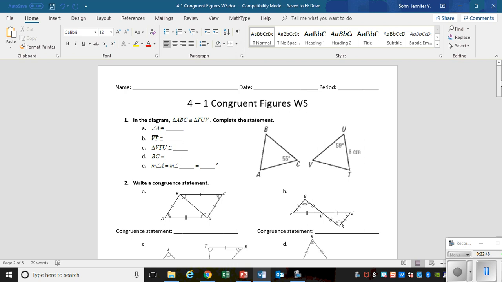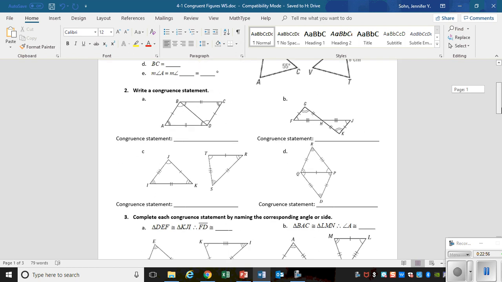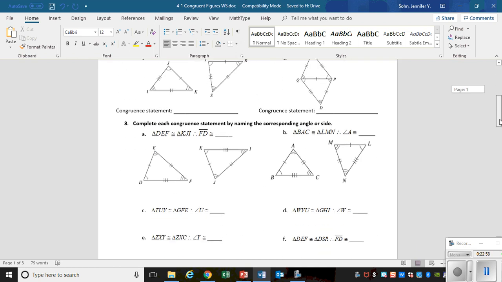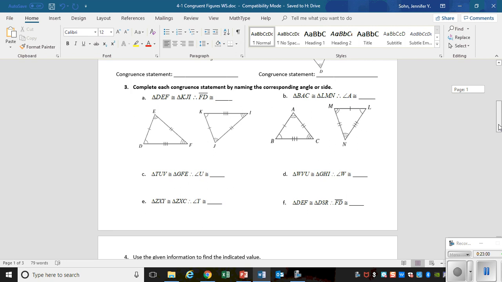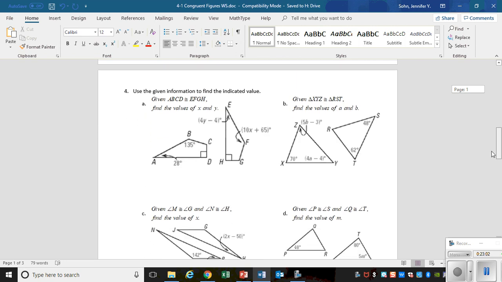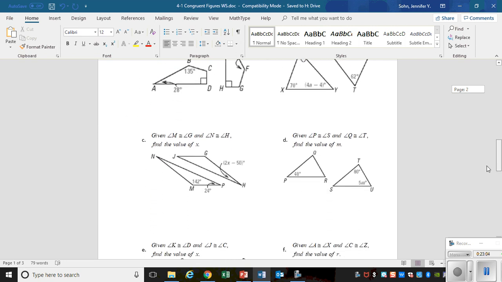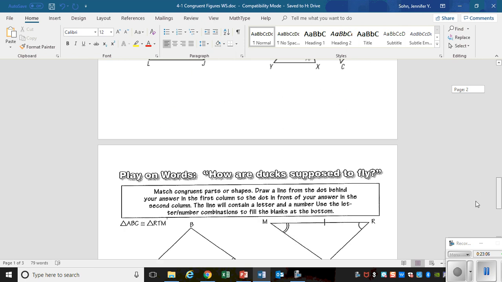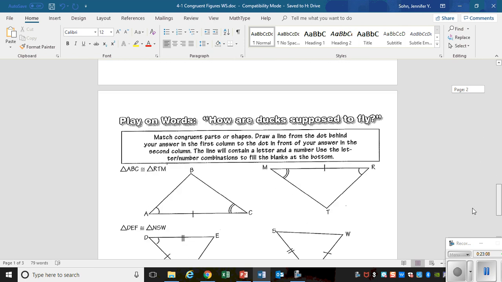So let me repeat. You're going to do the worksheet now. You're going to do number 1, everything, A, B, C, D, E. Number 2, just do A, B, C, skip D. Number 3, just do A, B, C, skip D, E, F. Number 4, you're going to do A, B, C, skip D, E, F. Okay? And then the last page, this one is extra credit.